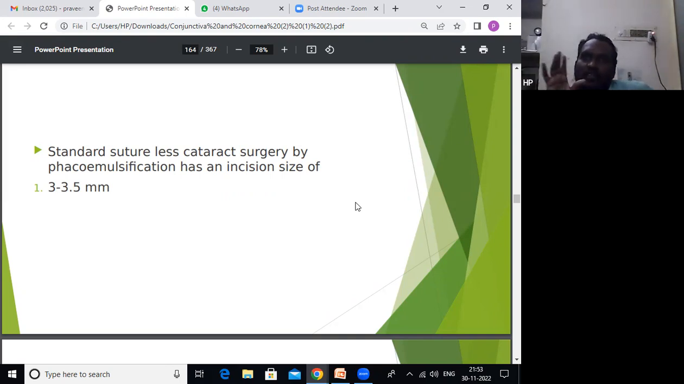Small incision cataract surgery, the name is a misnomer. The incision size is 6 millimeters, whereas in phacoemulsification, the incision size is 2.8 millimeters. So which of the following will have the least incision size in cataract surgery? The answer should be phacoemulsification. It is not small incision cataract surgery. Phacoemulsification is the type of cataract surgery with the smallest incision. Small incision cataract surgery has a size of 6 to 7 millimeters.